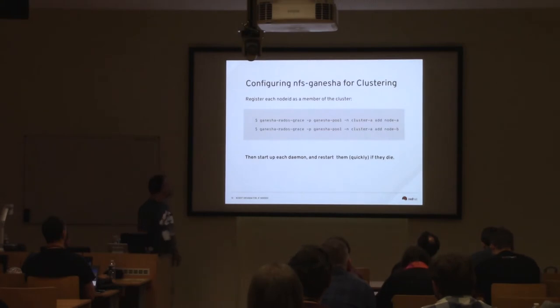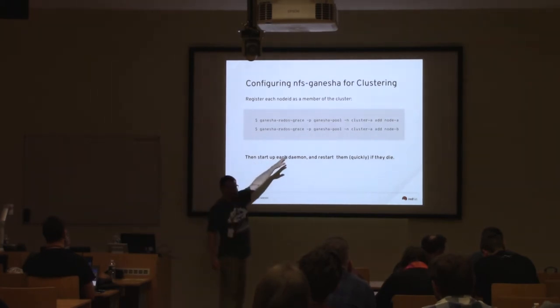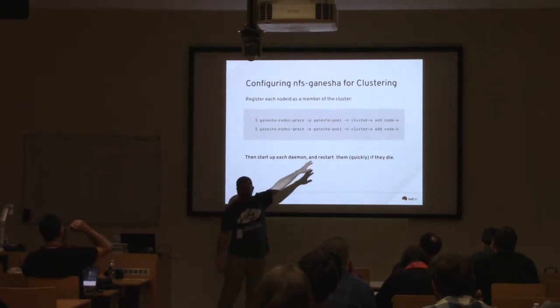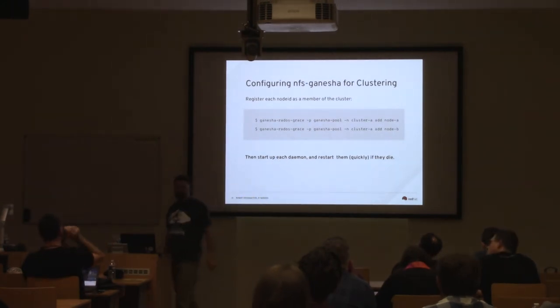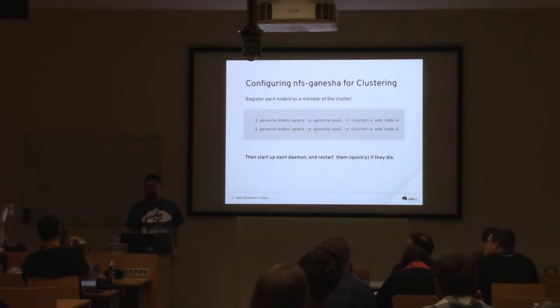So how do we configure nfs-ganesha for clustering? Well, we also need to add it to the database. We'll use the ganesha-rados-grace command. In this case, we're using ganesha-pool as the name of the pool, and cluster A as the namespace. Lens, go ahead. Are you using libRADOS for the command? Yes, these talk to libRADOS.